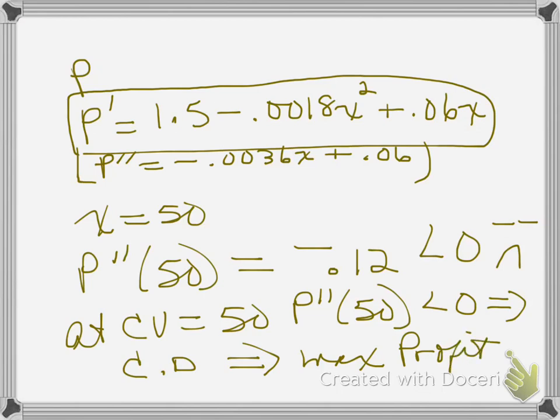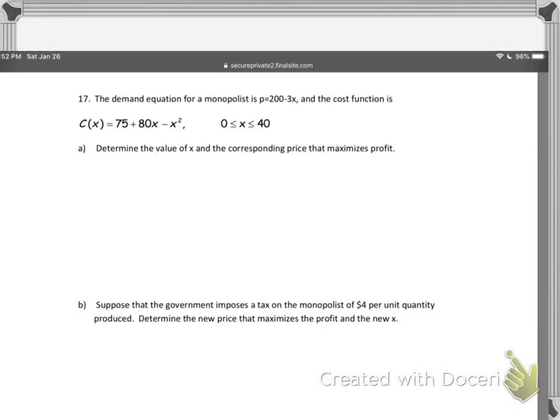And now we're on to the last problem. In this problem it says the demand equation for a monopolist, so here you have a downward sloping demand equation, is price equals 200 minus 3x. And the cost function is this, and that is in play when x is between 0 and 40.